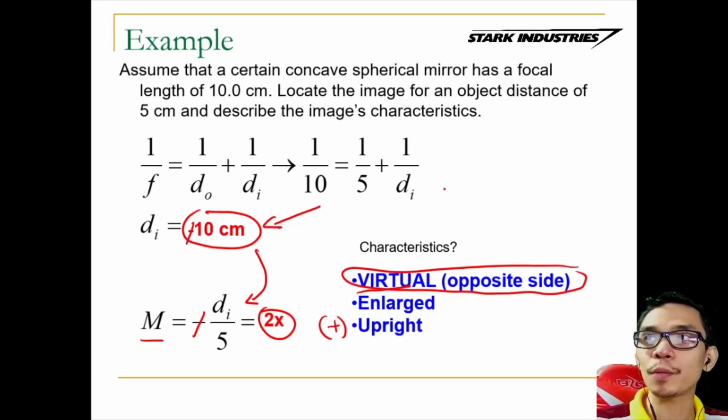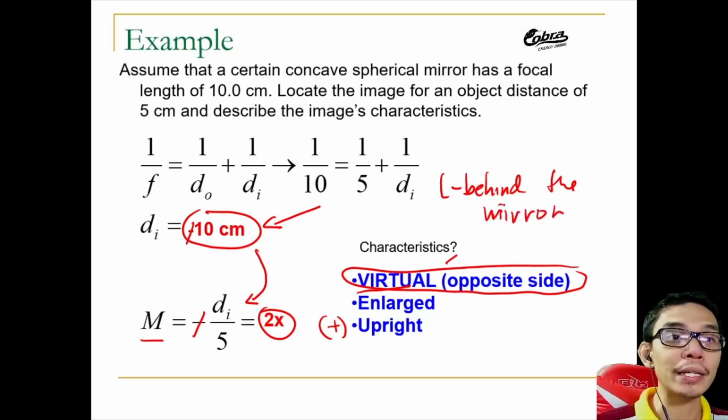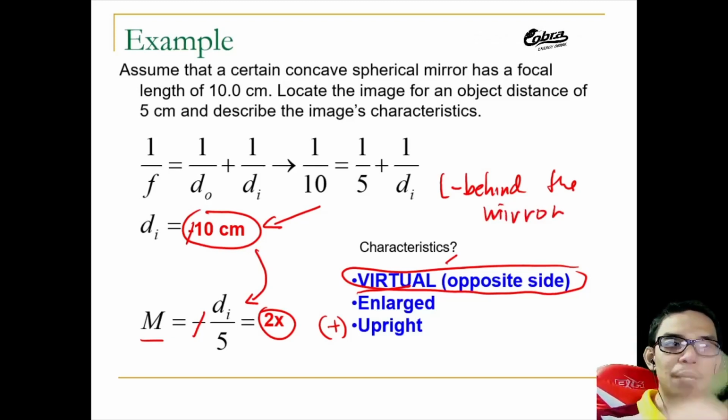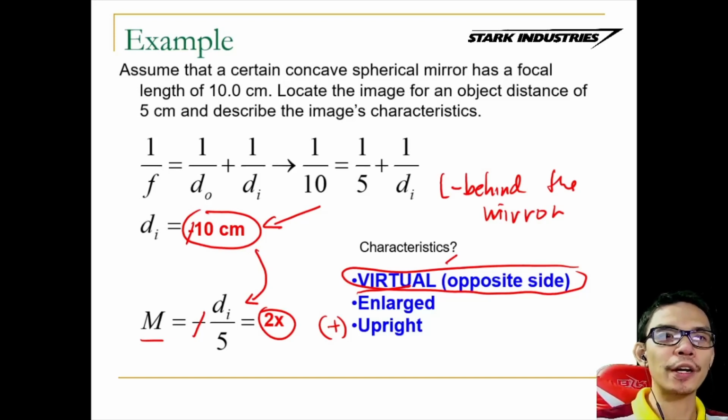Now, what is the location of the image? Since it is virtual, we can say that it is behind the mirror, even though there's no such thing as behind the mirror. The image seems to be behind the mirror. That is the location of your image. Alright, with that, let's go now to our sample problems related to the mirror and magnification equation.